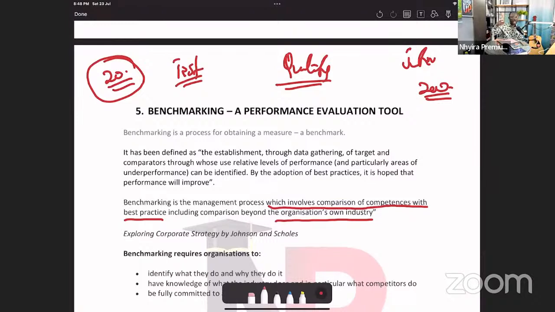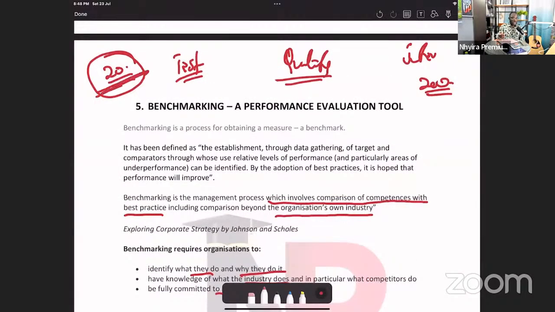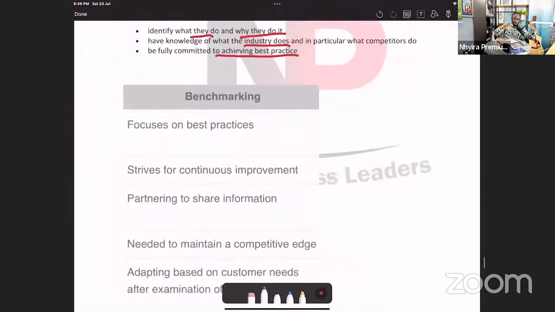The idea is that we want to identify what to do and why we do it. We want to have knowledge about what the industry does so that we can be fully committed to achieving those best practices. So product quality is important. If we are doing 20 tests and somebody is doing 200 tests, you better find out what is going on with the extra 180 tests. What are they testing? If you are doing only 20 and they are doing 200, no wonder their product is winning awards. No wonder their product is being accepted in the marketplace. That is the concept of benchmarking.